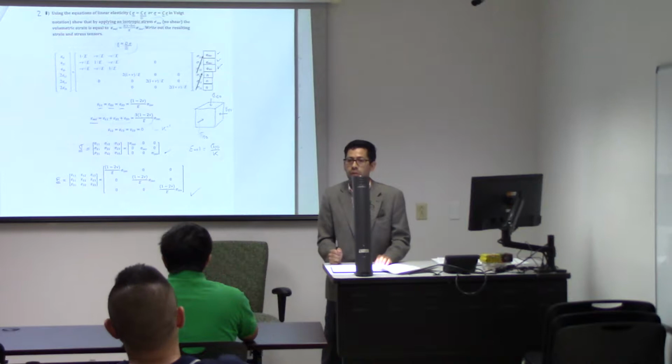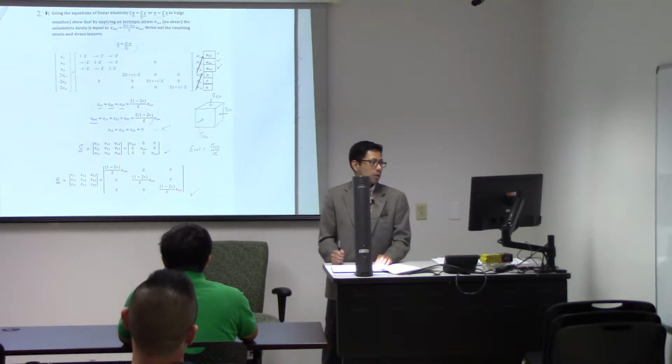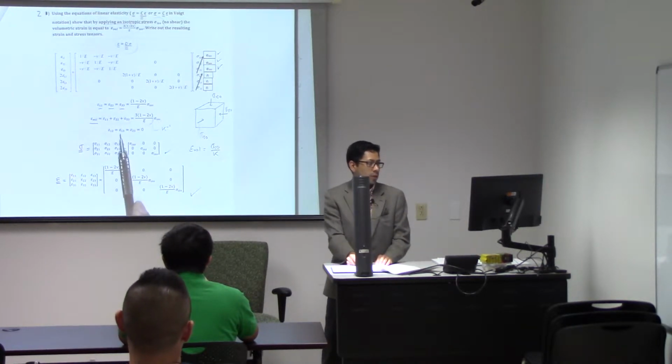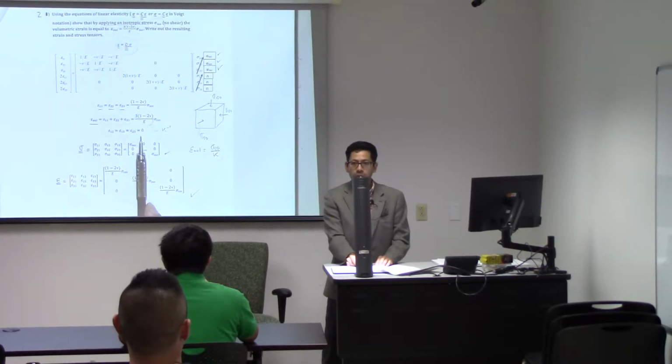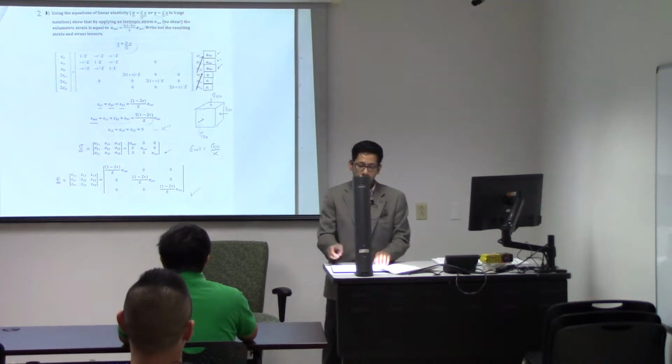Yes, Mr. Wang. So you're saying the strains 1-2, 1-3, and 2-3 are 0 because we don't have shear stresses? These ones? Yes, because you don't have shear stress. So if we only had a stress in 2 directions instead of all 3, will we then have strains in the 2 directions? Well, that's the next problem, okay? That's the next problem. So let's go to the next problem.